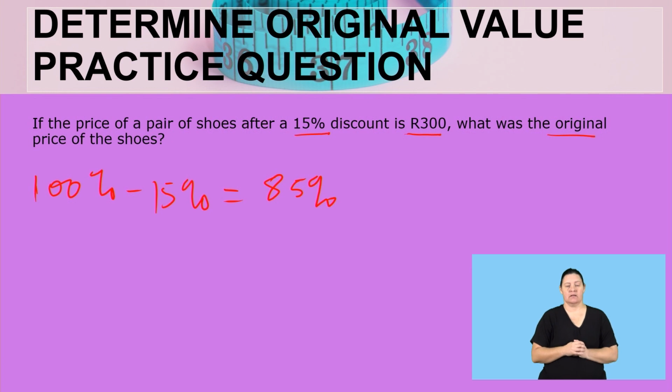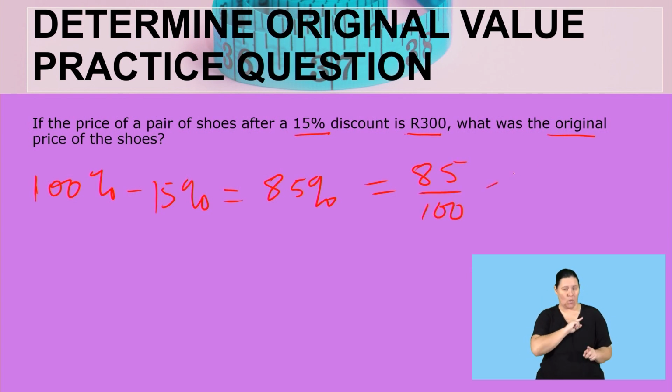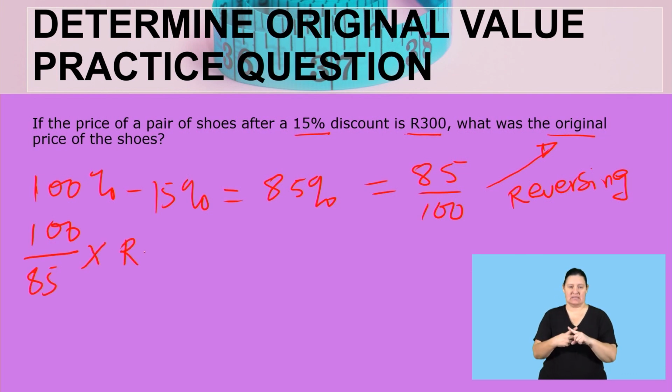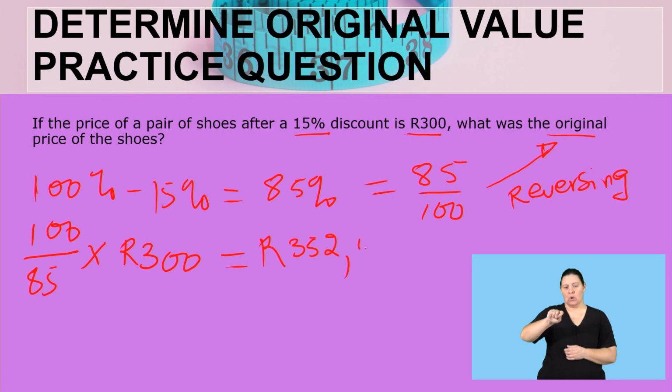Having your 85%, remember 85% is 85 divided by 100, but because we want the original value, we are reversing this, which means we swap the values. Then we will have 100 divided by 85 multiplied by 300 rand. Let us press the calculator together. 100 divided by 85 multiplied by 300 rand. The original price was 352 rand 94.